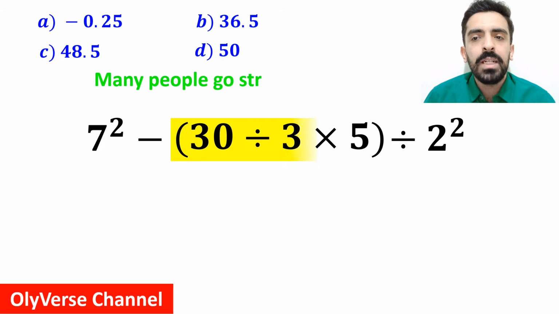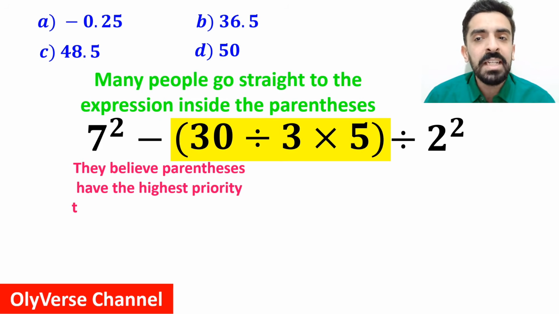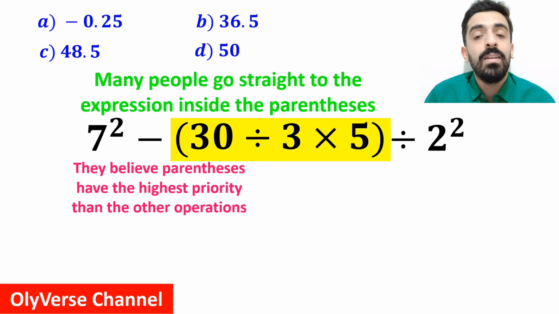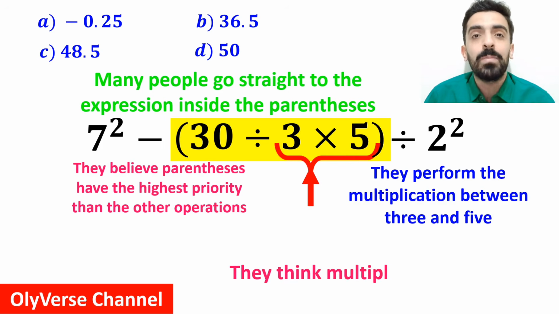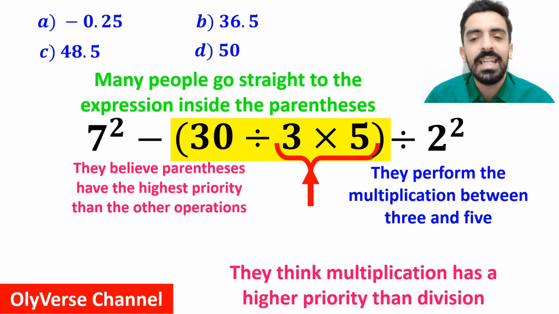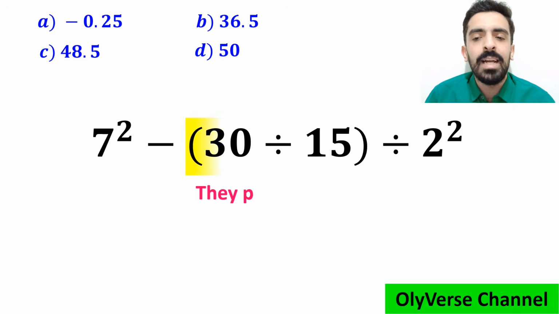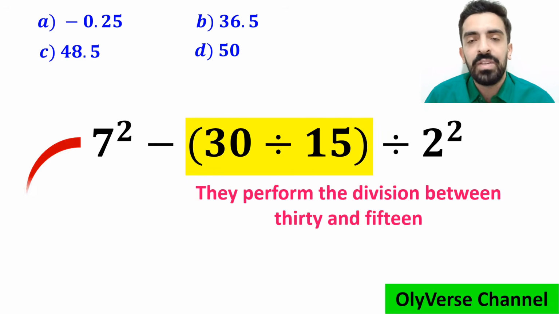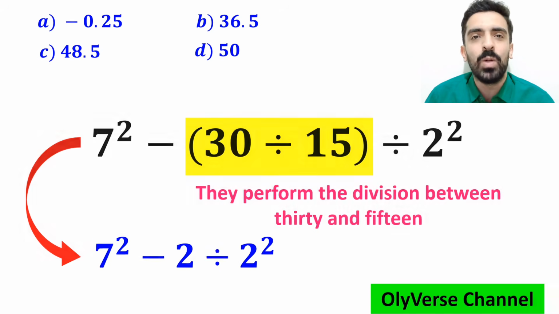At the beginning, many people go straight to the expression inside the parentheses because they believe parentheses have a higher priority than the other operations. And they immediately perform the multiplication between 3 and 5 because they think multiplication has a higher priority than division. So, they simplify this expression and write it as 7 squared minus 30 divided by 15 inside the parentheses, then divided by 2 squared. And the next step, they move on to the division between 30 and 15 and replace this expression with 7 squared minus 2 divided by 2 squared.